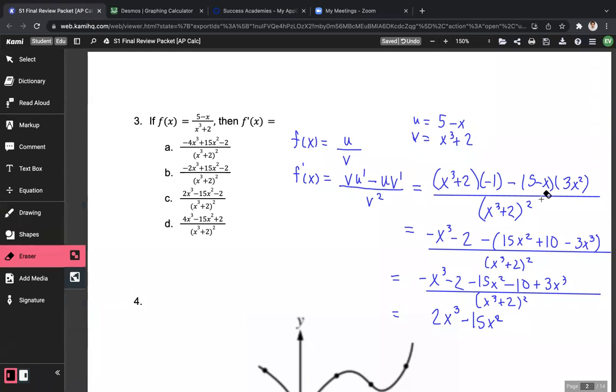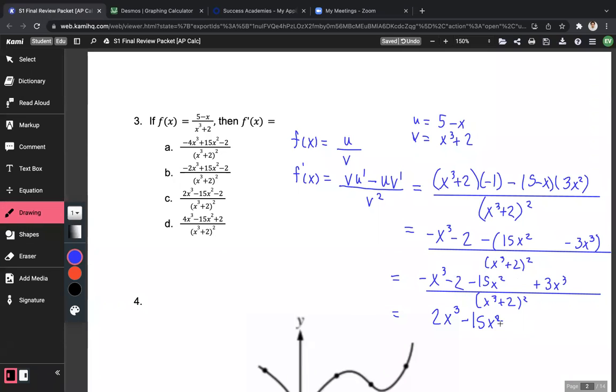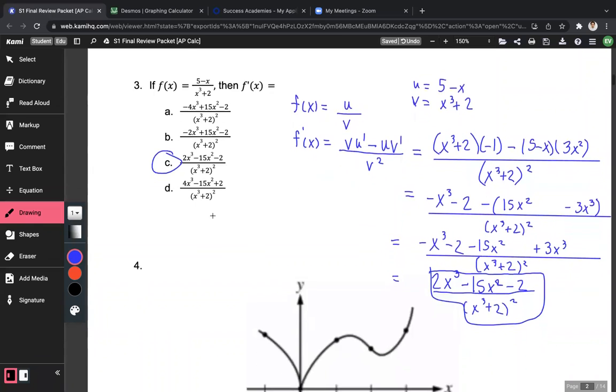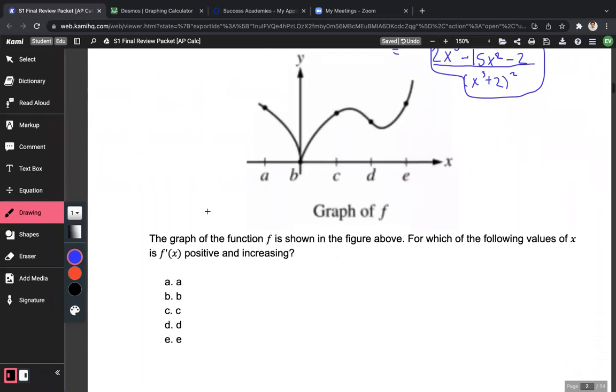That will make that term of 10 go away as well. So I should finish out with negative 2x cubed minus 15x squared minus 2, divided by x cubed plus 2 squared. Very easy to make those little arithmetic errors. It's important that we're checking those. Answer choice C. Moving right along.